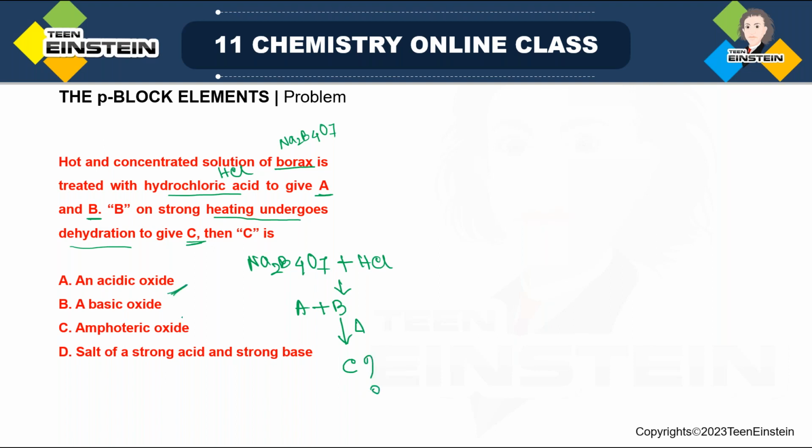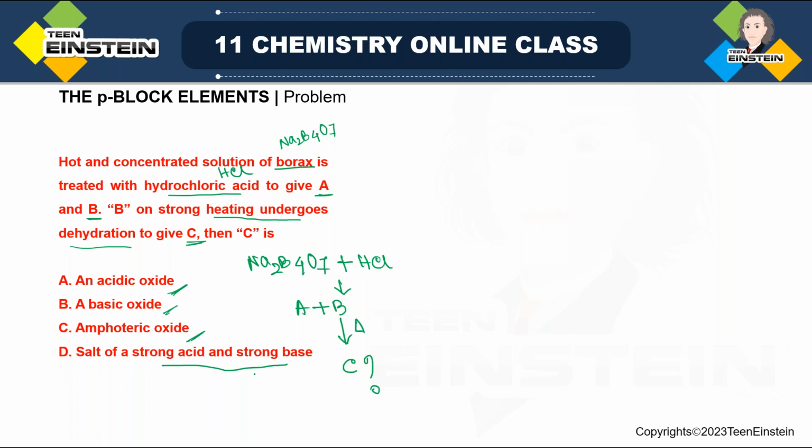It is saying that it is acidic oxide, basic oxide, amphoteric oxide, salt of a strong acid and strong base. Now this cannot be at all correct. It is true there is strong acid, but there is no strong base formation. And in this reaction between HCl and Na2B4O7, remember when borax reacts with mineral acid, whether HCl or H2SO4, in both cases there is one common product, which is H3BO3. That means among A and B, one compound may be H3BO3.